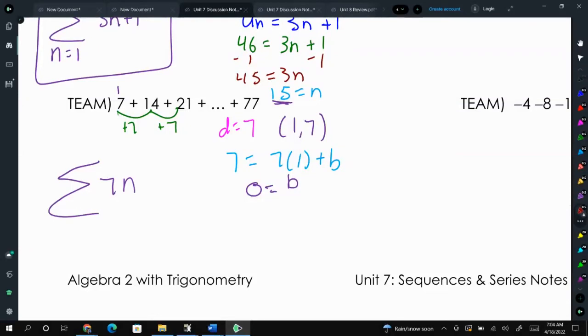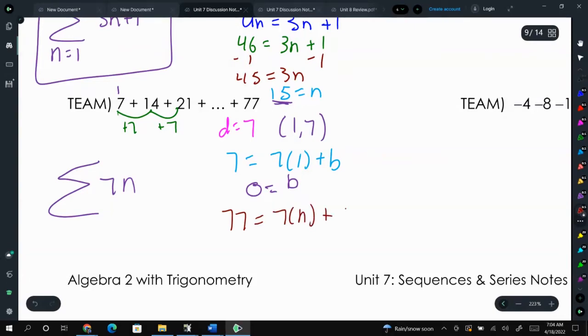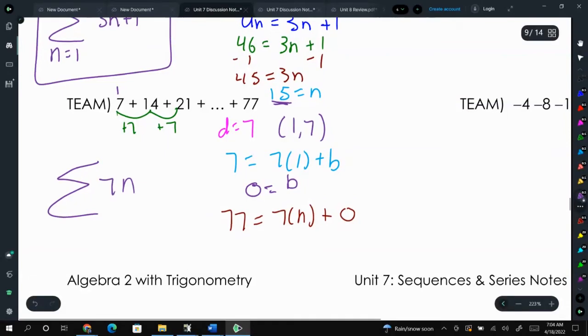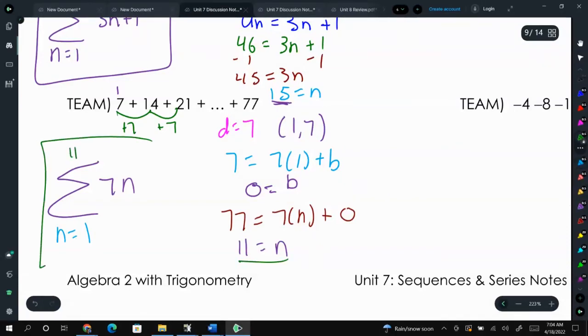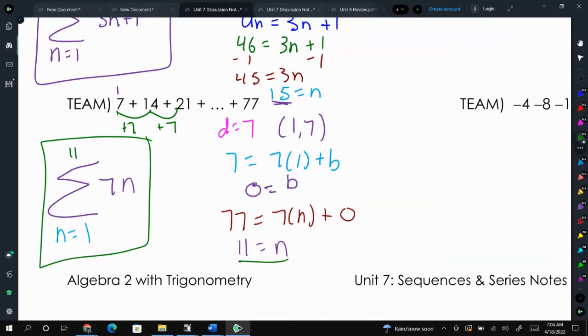So now we need to figure out 77 equals 7 times n plus 0. Well, n has got to be 11. So 11 is equal to n. So we're starting at n equals 1 and going all the way up to 11. And that would be your summation notation.